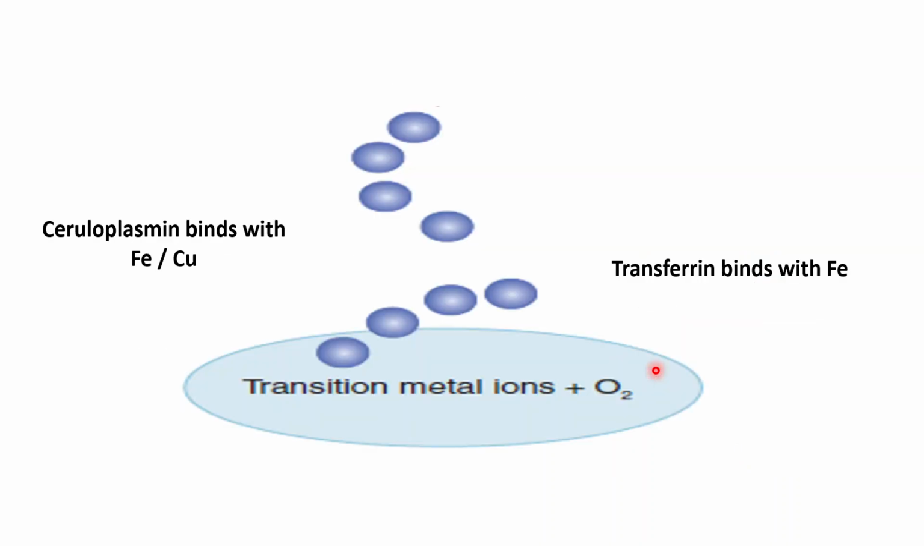Lastly, we have transition metals like iron, copper, nickel, and cobalt. These react with molecular oxygen to form the hydroxyl free radical. When we have binding molecules like ceruloplasmin, which binds copper, and transferrin, which binds iron, we do not have these free metals available to react with oxygen. When they are not free, a smaller amount of metals reacts with oxygen, and fewer free radicals are generated, mainly the hydroxyl free radical.